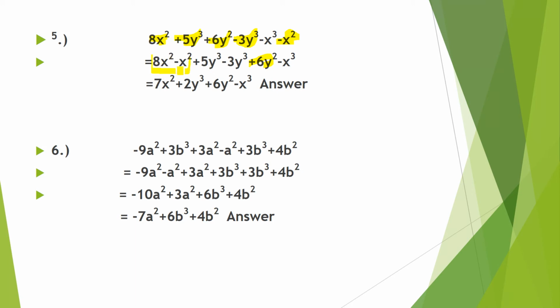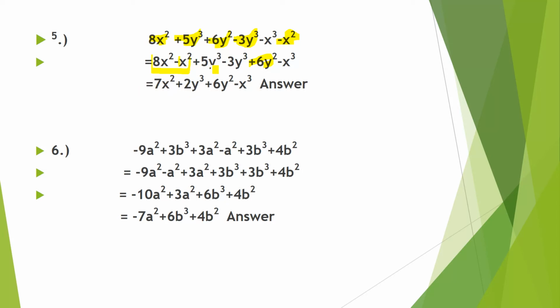8x square is plus, this is minus. You have to subtract. 8 minus 1, its coefficient is 1. So 8 minus 1 equal to 7. Now you have to decide what sign will come. Which one is bigger, 8 or 1? Definitely 8. So 8 has a plus, so 7x square.